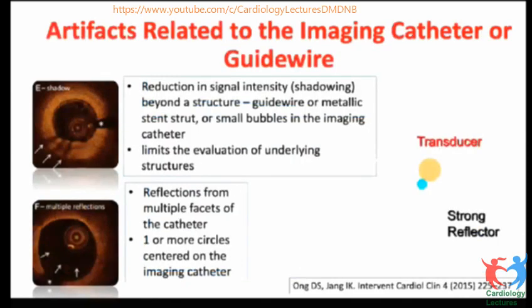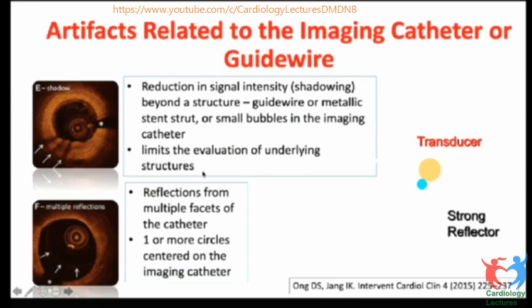There are two artifacts related to the imaging catheter or guide wire. The first one is shadow. Wherever the light rays get reflected from a surface, the remaining part causes shadow. It occurs due to three main reasons. One is the guide wire and metallic stents, because they reflect the light very strongly and don't allow it to pass through, which causes shadowing. Another important, avoidable cause of shadowing is small bubbles. If you have bubbles present in the sleeve covering your catheter, it can cause shadowing on the deeper structures. What is the clinical importance? It limits the evaluation of the underlying structures.